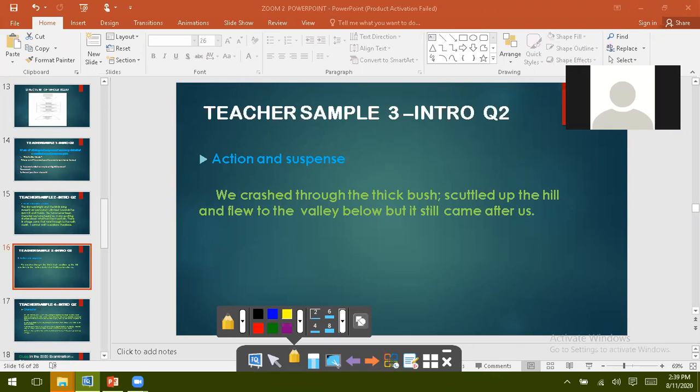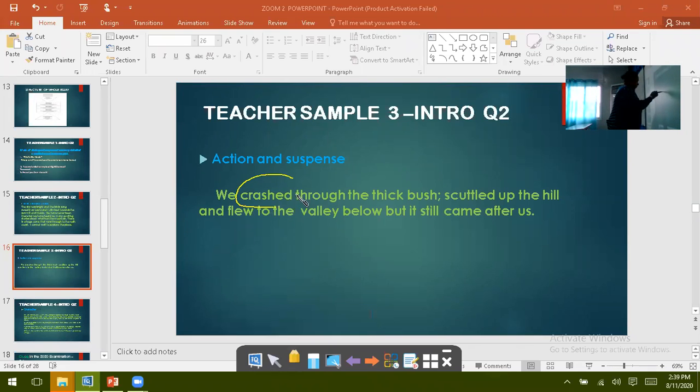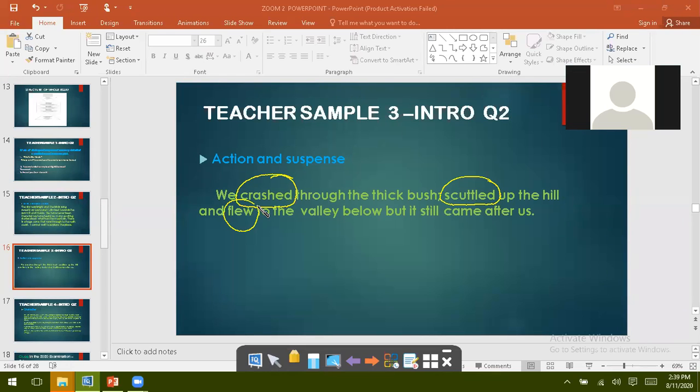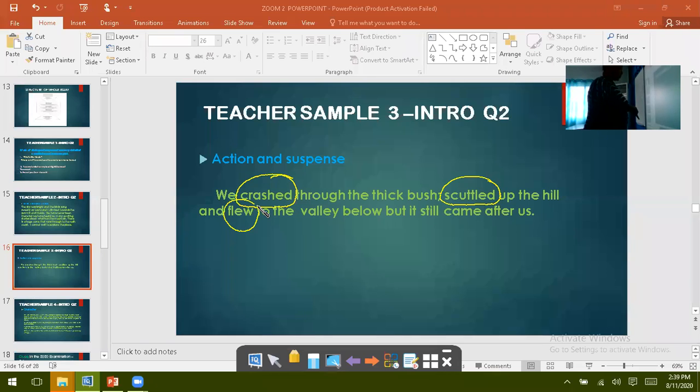The use of verbs. Always verbs. Okay, good. The use of action words. So here we use crashed, and here we use startled, and here we use flew. To crash through means without caring what it is that we are running against, we just run through it, whether it's a branch or a sharp piece of twig, we just crash through. You understand?